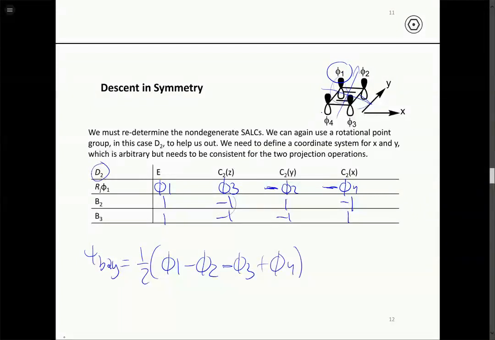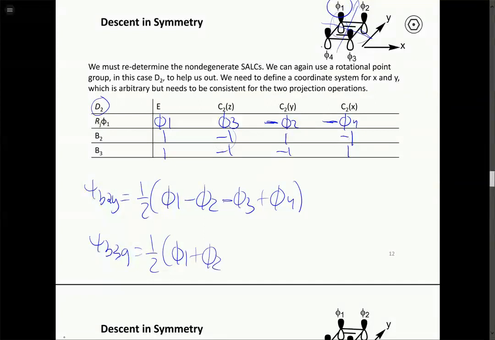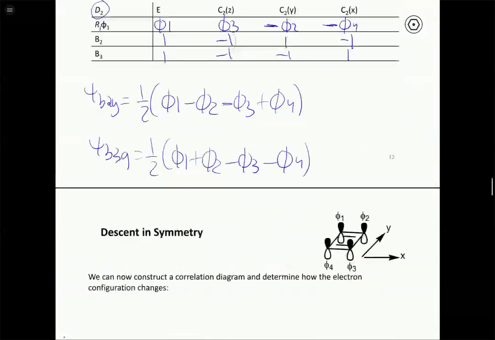Alright, so it's important to remember, as I just forgot, that when you do operations on pi orbitals, you have the possibility of changing their sign. So then when we do B3G, we get a plus phi 2, and then we're going to get a minus phi 3 again, and a minus phi 4. Alright, so those are the B2G and B3G SALCs that we have in D2H. Remember that in the D4H point group that we started with, these were degenerate, and they had a slightly simpler form, with only 2 of the orbitals contributing to each orthogonal SALC.